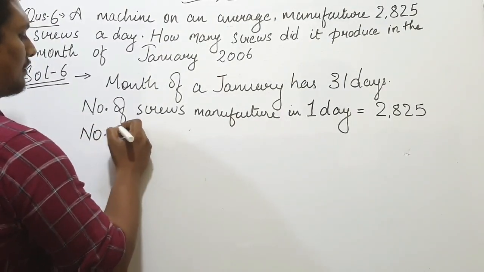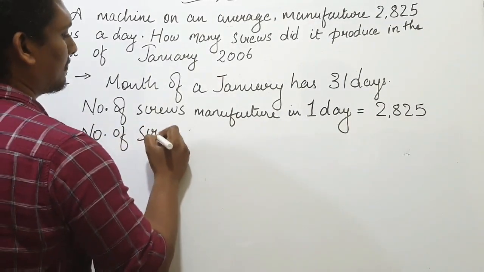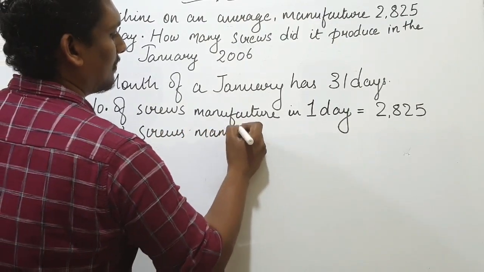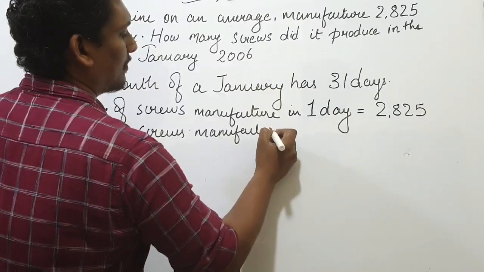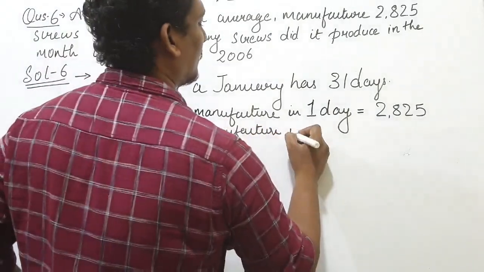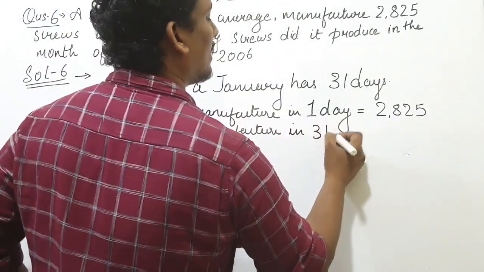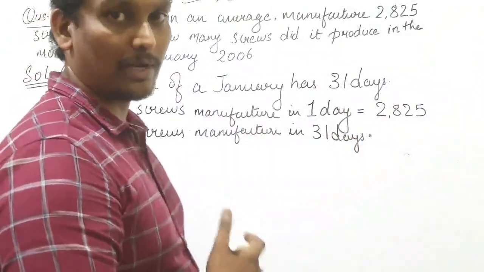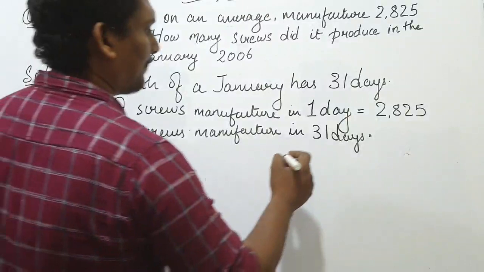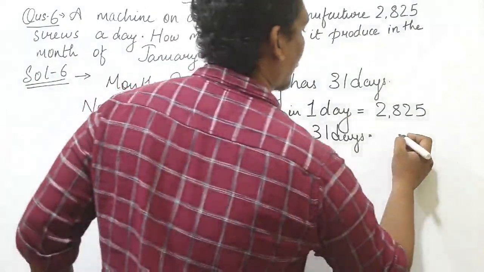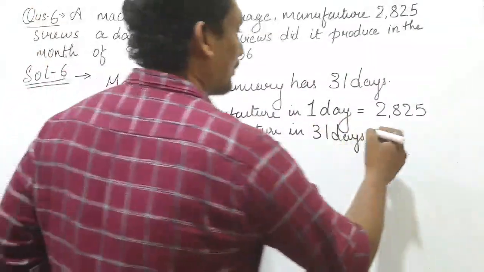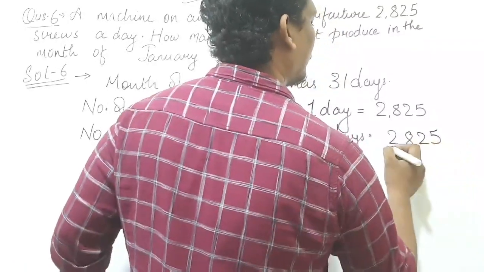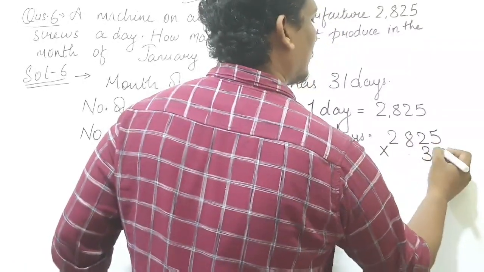Now what do you have to find out? Number of screws manufactured in 31 days. So here we have to do the multiplication. Now we will do the multiplication: 2825 multiplied by 31.